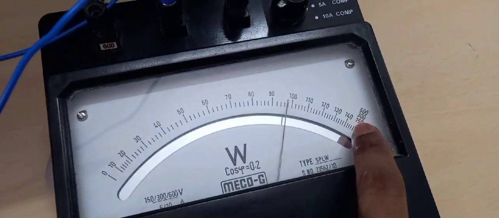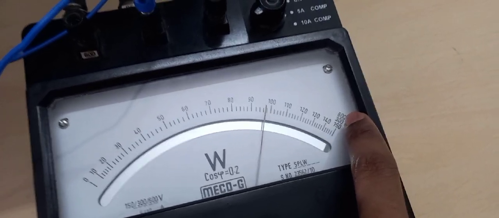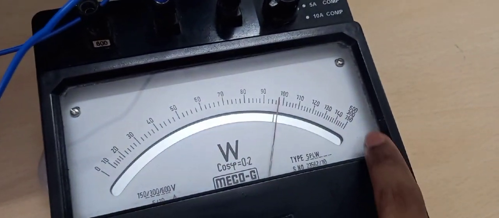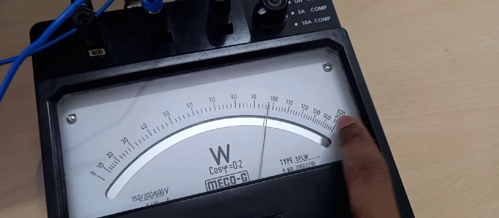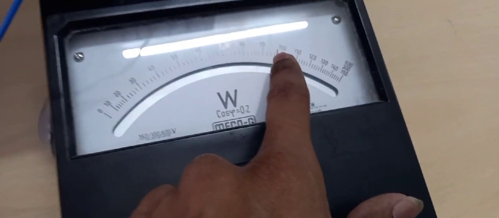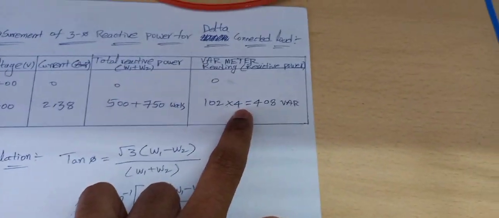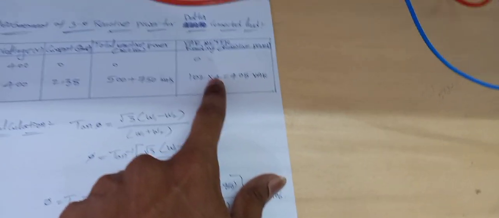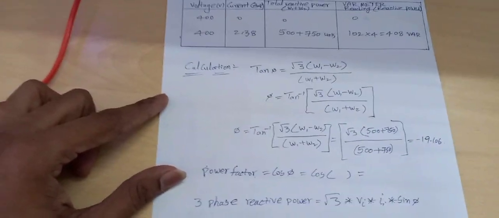It means the range of the meter is 150, 300 and 600. We connected for 300. So whatever reading we get here, that reading into multiplication factor 4. Okay, so that one I mentioned here. Okay, next part, calculation part.